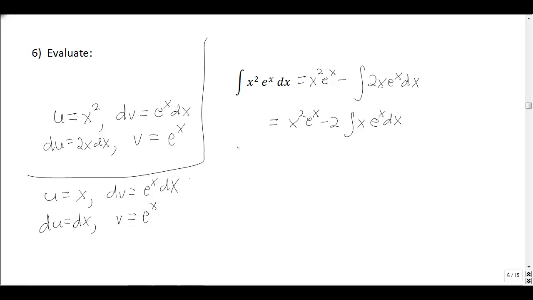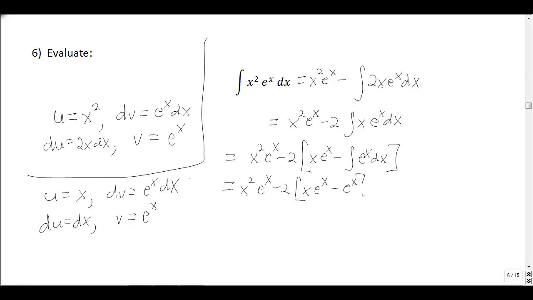So what I'm going to get here is x squared e to the x minus 2, and then I do my integration by parts formula for the antiderivative of x e to the x in parentheses here. So I get u times v, that's x e to the x, minus the antiderivative of v du. That's e to the x dx. So what I have is x squared e to the x minus 2 times x e to the x. The antiderivative of e to the x is just e to the x. Somewhere I need a plus c because I'm out of my antiderivatives.